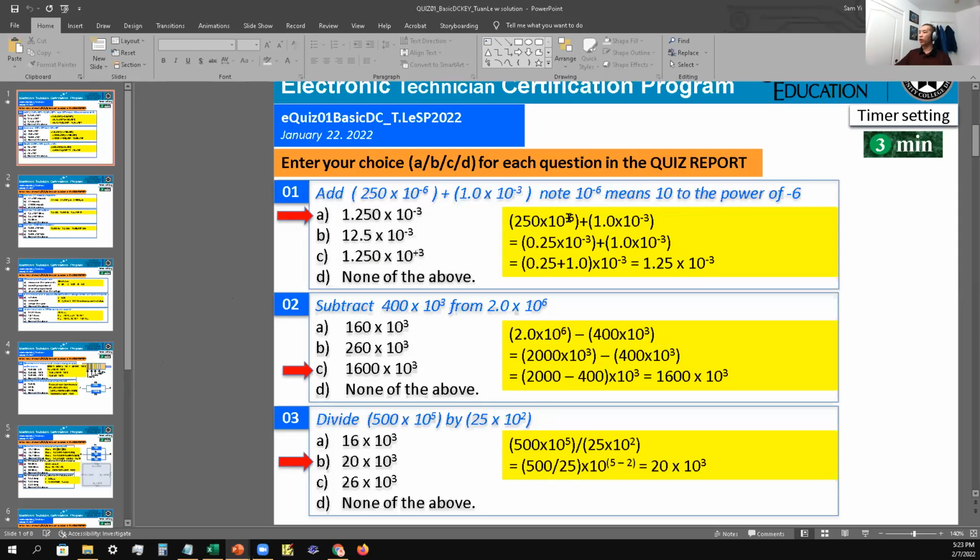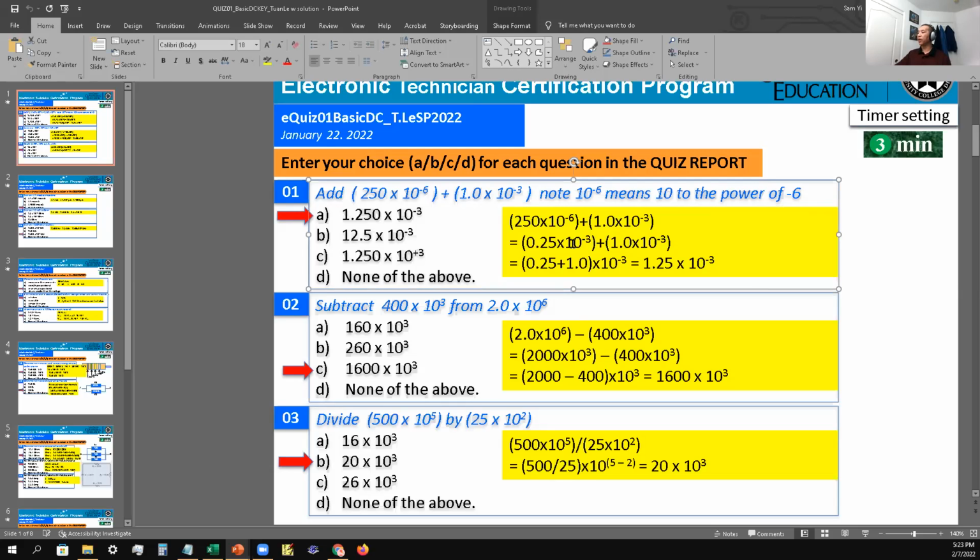And this is how you work it out. So 250 times 10 to the negative 6 plus the quantity 1 times 10 to the negative 3. I'm going to move two decimal places to the left, so 1, 2, 3. If I move it 3 here, I have to adjust the exponent by 3 here, so this one goes down to negative 3. This one here, the 1, is already negative 3.